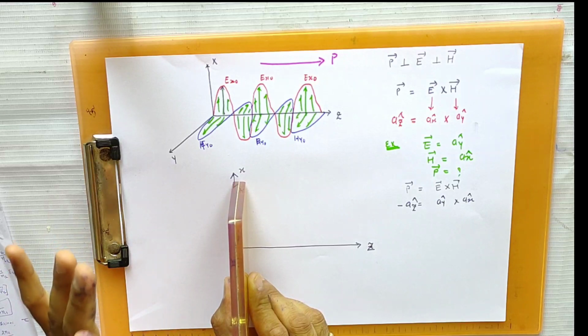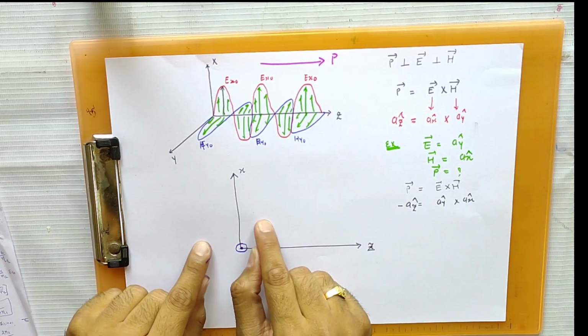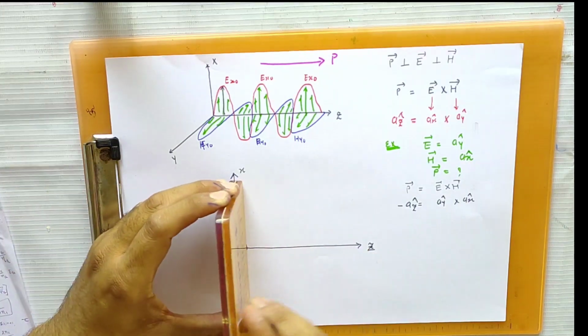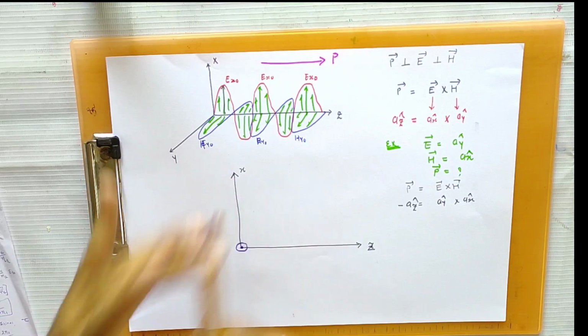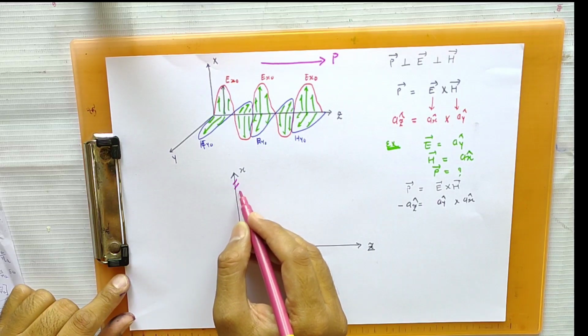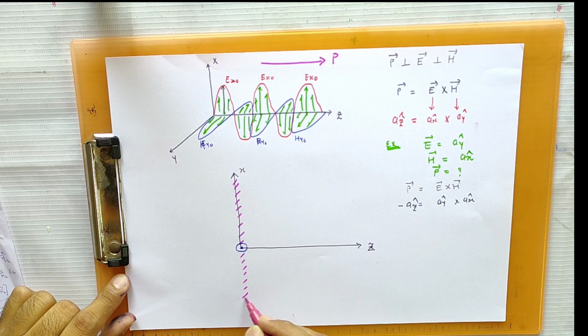So there are three waves: first the incident wave, second the transmitted wave, and third the reflected wave. I have to consider one plane. Which plane is this? The Z equals 0 plane. I have to take one plane here, and this plane is known as the Z equals 0 plane.